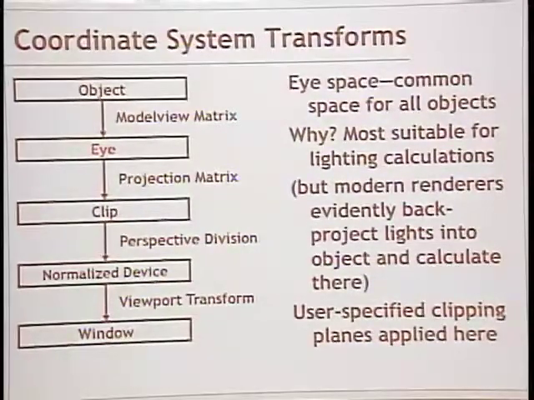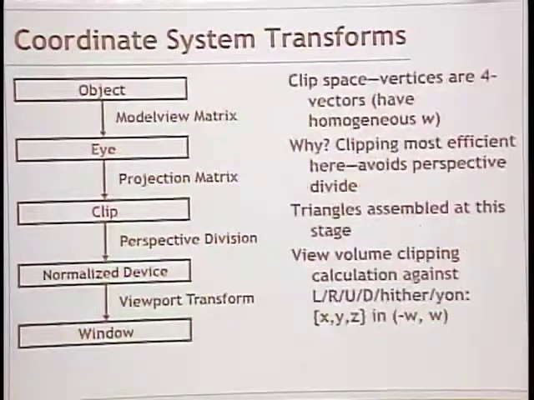Okay. So, up to this point, we're still in 4 space. Okay, we still have homogeneous coordinates. Okay, haven't done any perspective divide yet, so that's kind of cool. The next place we go is clip space, and we'll talk about this in a little bit more detail.